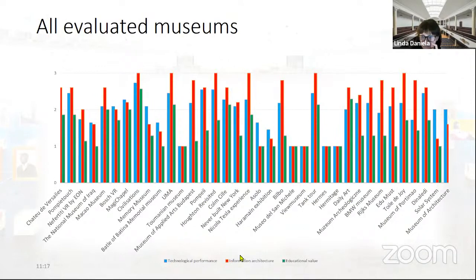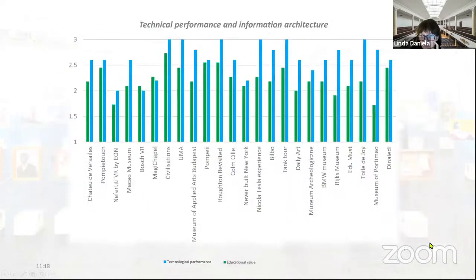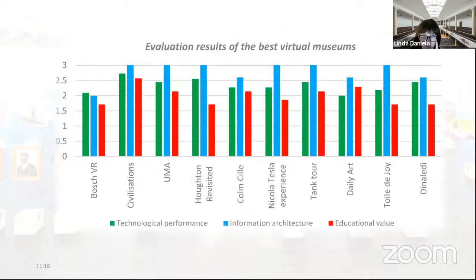And next, how can I get to the next picture? Okay. Technical performance and information architecture. Again, from that perspective, technological performance, I just chose not all museums. In that task, let's say, I narrowed them and made a comparison of those museums who got higher numbers in evaluation. And the last one is of virtual museums which got better results in all criteria.